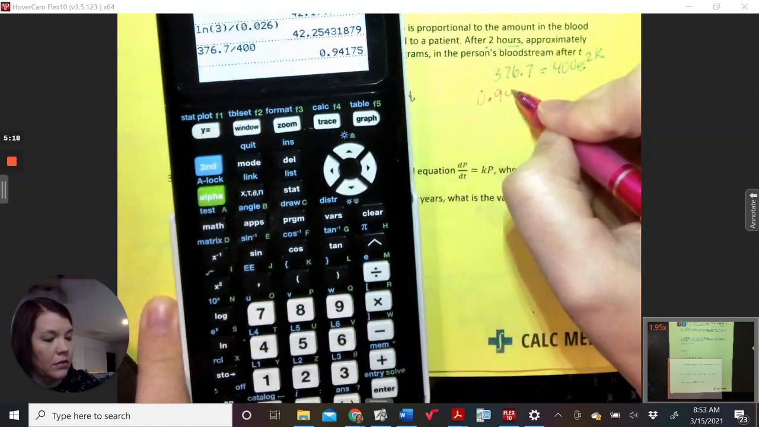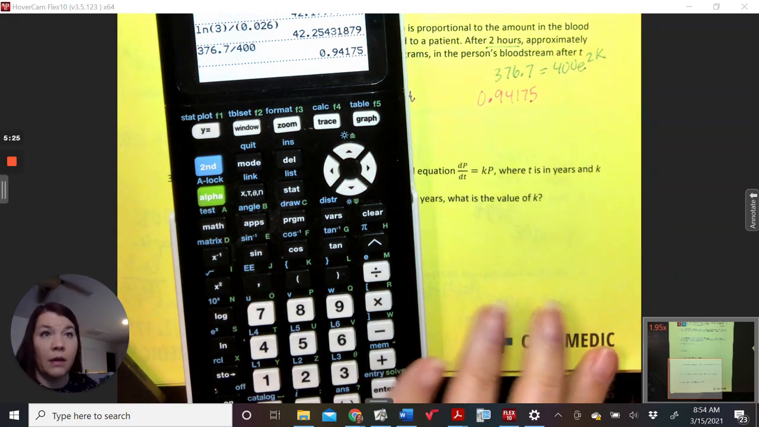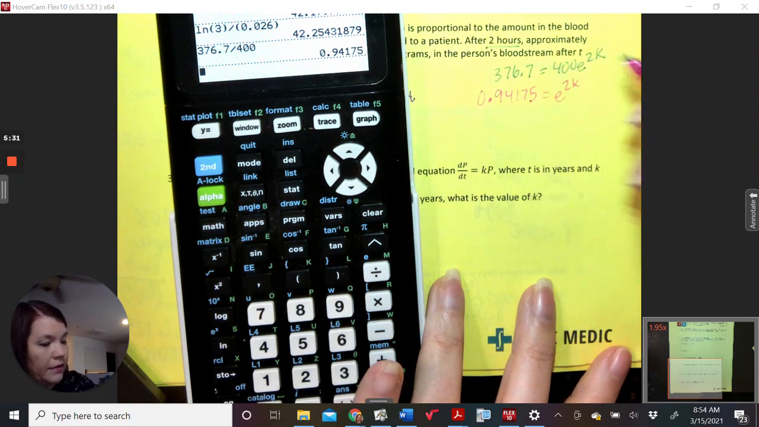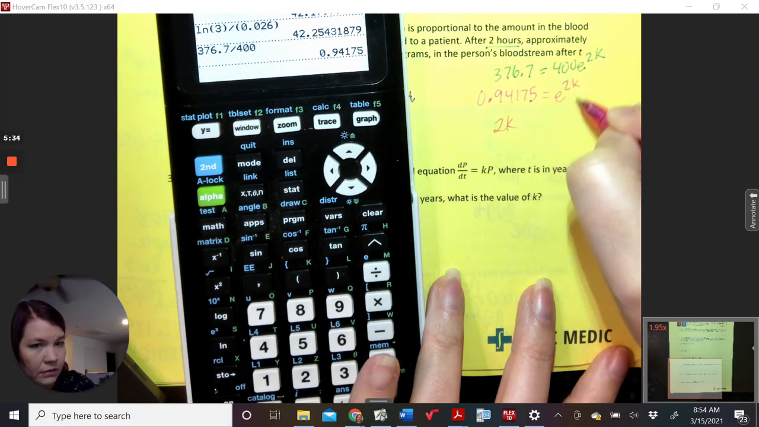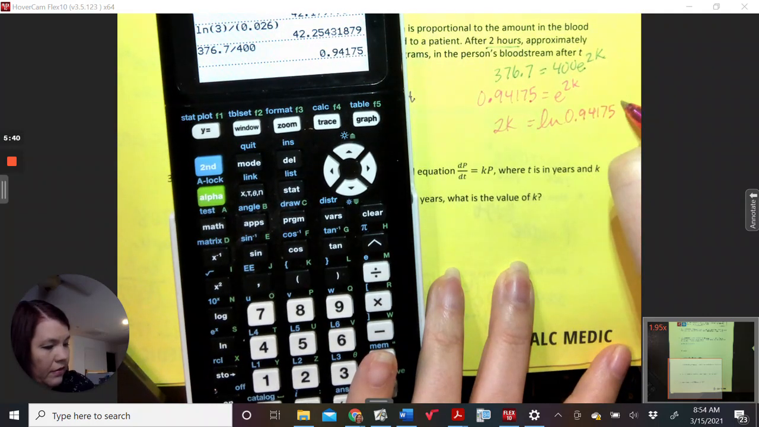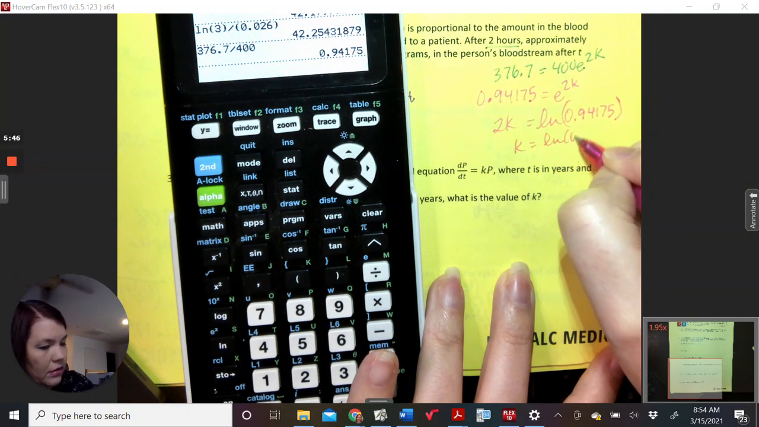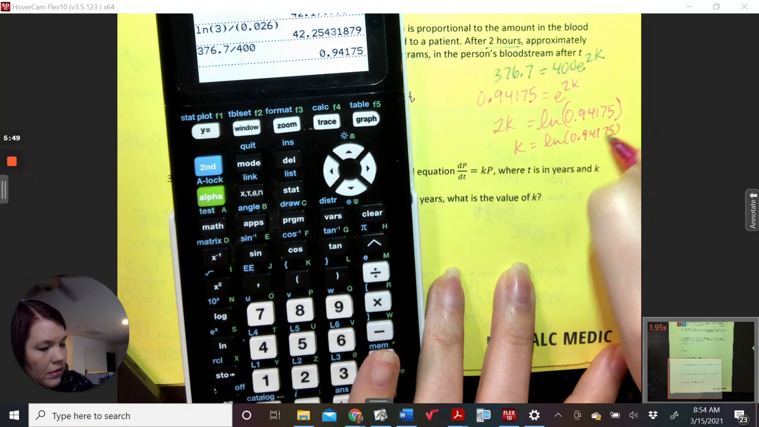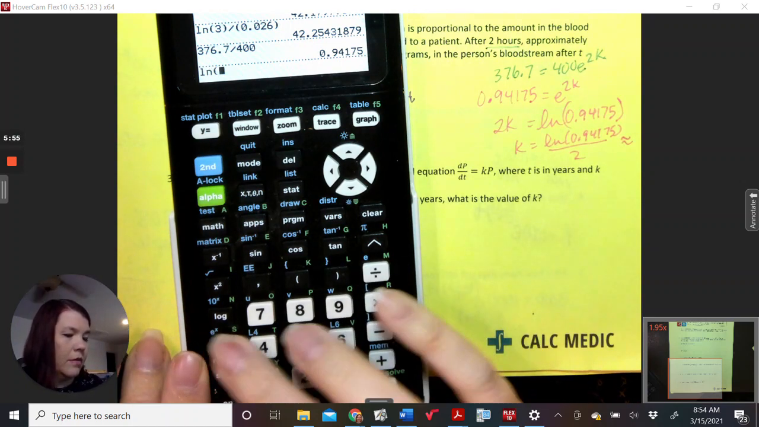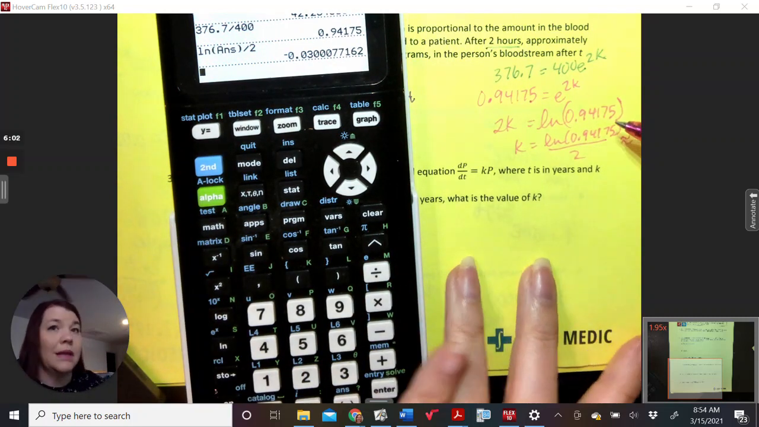E to the 2k. Natural log of both sides will give me 2k on this side, equals the natural log of 0.94175. And so k equals that natural log divided by 2. So ln of the answer divided by 2 is negative 0.030. All those zeros. Okay.